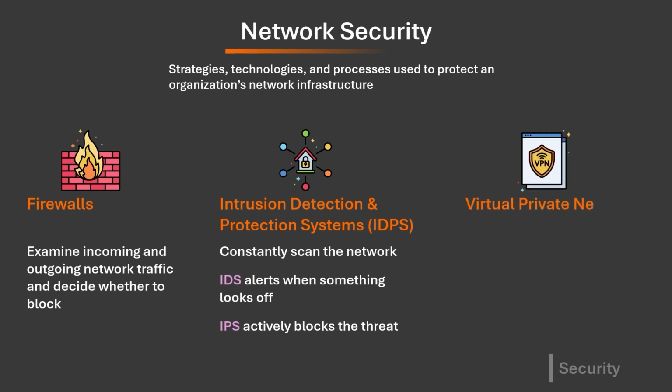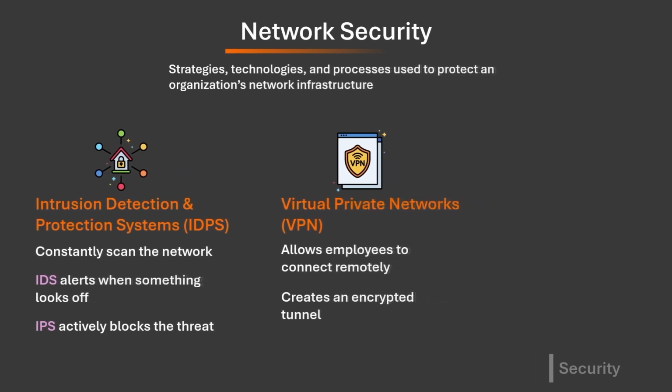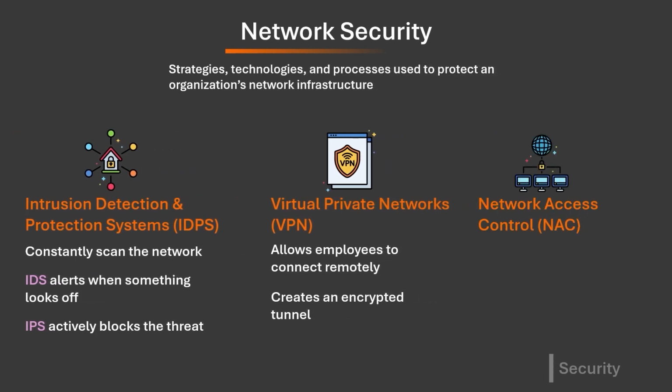We have virtual private networks, or VPNs. VPNs allow employees to securely connect to the corporate network when working remotely. They create an encrypted tunnel between the user and the organization's resources. There is Network Access Control, or NAC. NAC ensures that only the authorized and secure devices can connect to the network. If your laptop does not have up-to-date antivirus, for example, it may be blocked or quarantined until it's compliant.